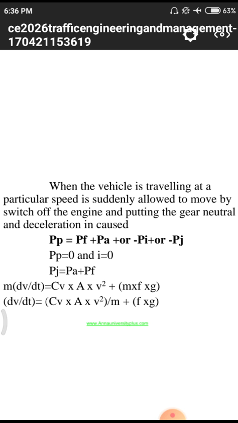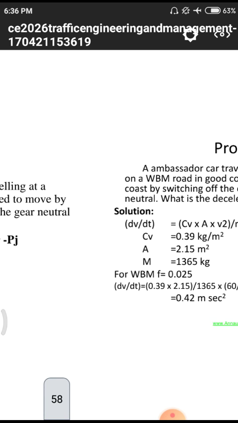Putting the gear in neutral, deceleration is caused, so all those factors also have some mass delineation. That means the vehicle is not in a position to move, so some mass delineation will take place, so that Pp equal to Pf plus Par minus Pi or minus Pj. Those things we will discuss in the next slide.